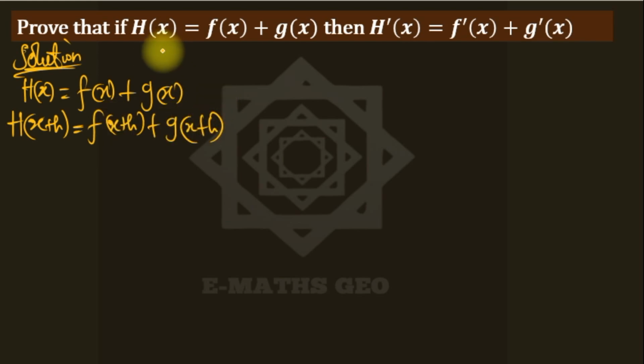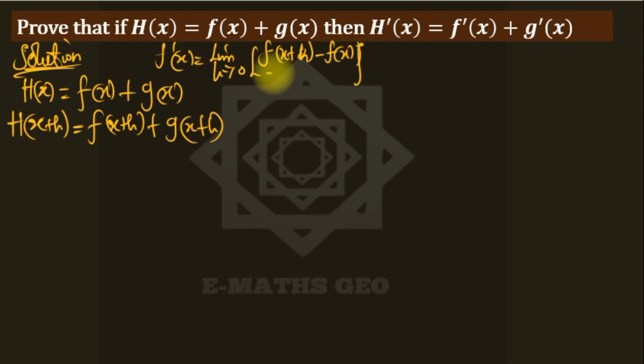Remember, our main aim is that f prime of x using the first principle is always the derivative of a function, which is the limit as h tends to 0 of f of x plus h minus f of x, divided by h. So we need to prove this.